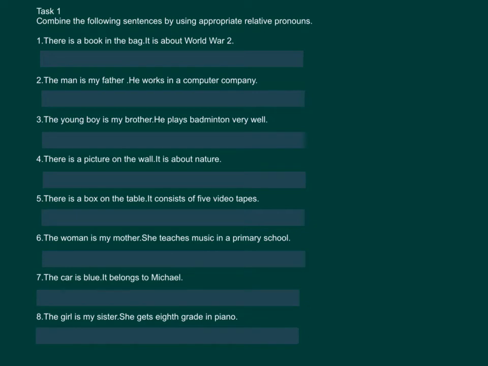Task 1. Combine the following sentences by using appropriate relative pronouns. Number 1. There is a book in the bed. It is about World War II. The answer is: there is a book which is about World War II in the bed.